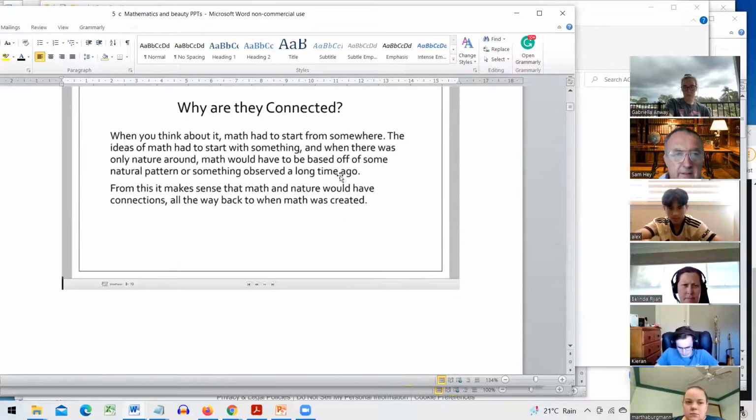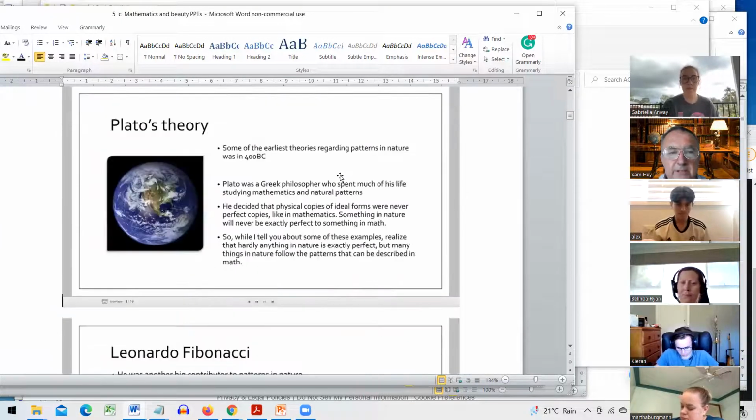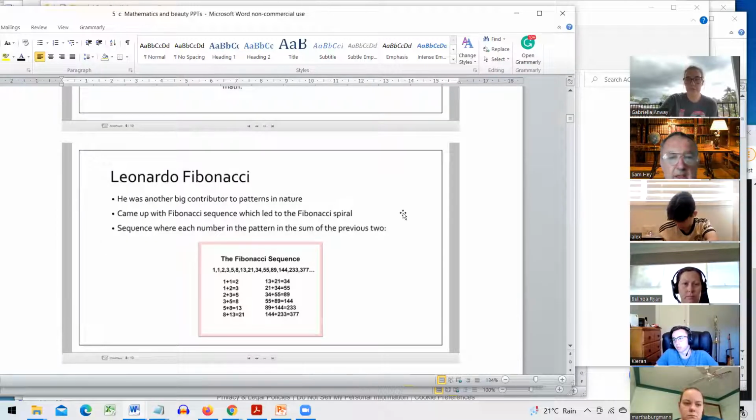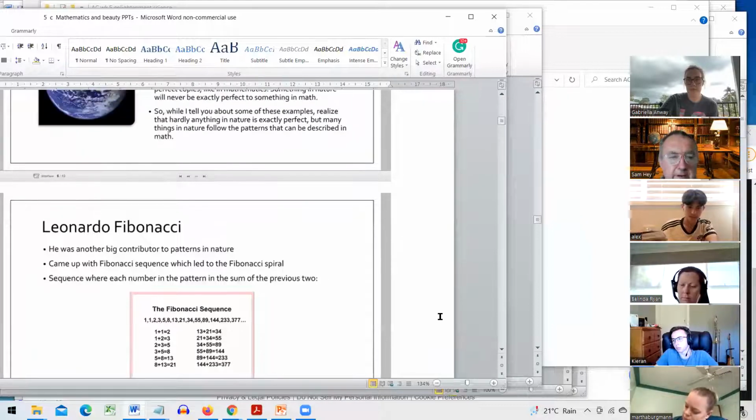Before we get to Fibonacci, as we mentioned earlier, maths connects our ideas of the unseen realm with the created realm. And Plato said that this is because the forms such as maths are related to the material that we see. And Fibonacci, Leonardo Fibonacci wrote a lot on patterns that are in nature.